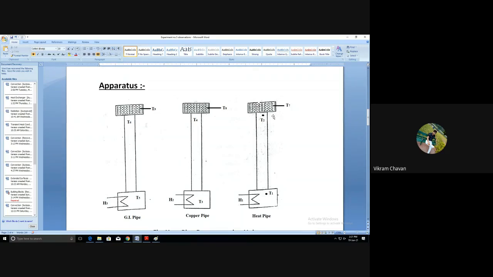The T7 thermocouple will measure the temperature of the water bath for the heat pipe. The T8 thermocouple will measure the temperature of the copper pipe water bath, and the T9 thermocouple will measure the temperature of the water poured in the tank of the GI pipe. These three tanks will act as a heat sink for these pipes.